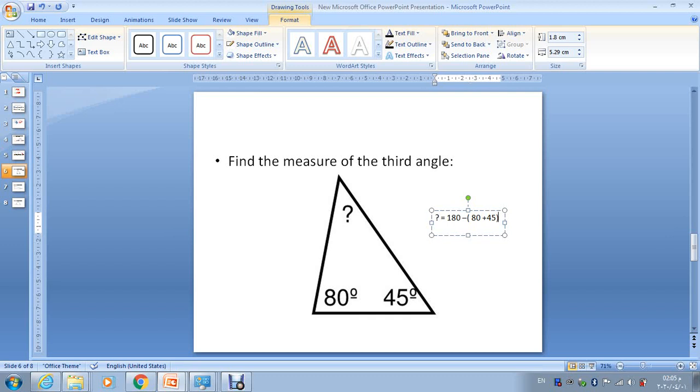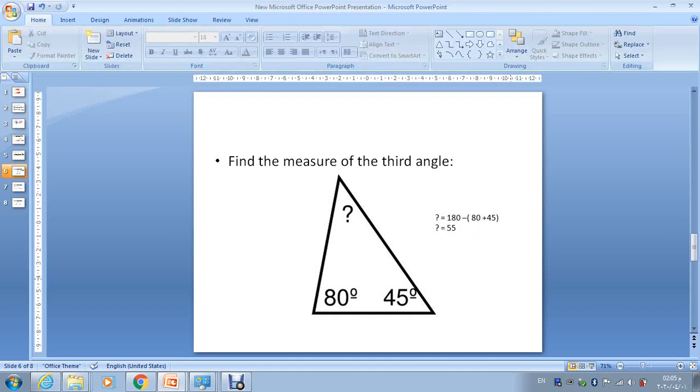If you understand it this way, fine. The question mark equals 55. We have just dragged it to the other side with a negative sign. If you do not understand it this way, let's try another way.